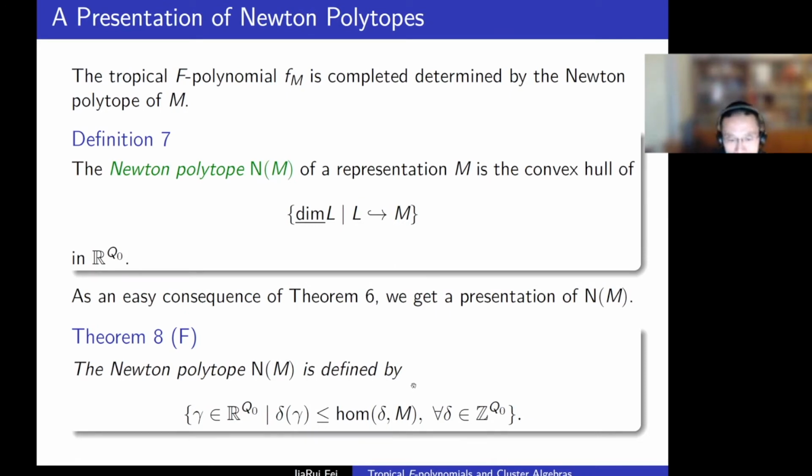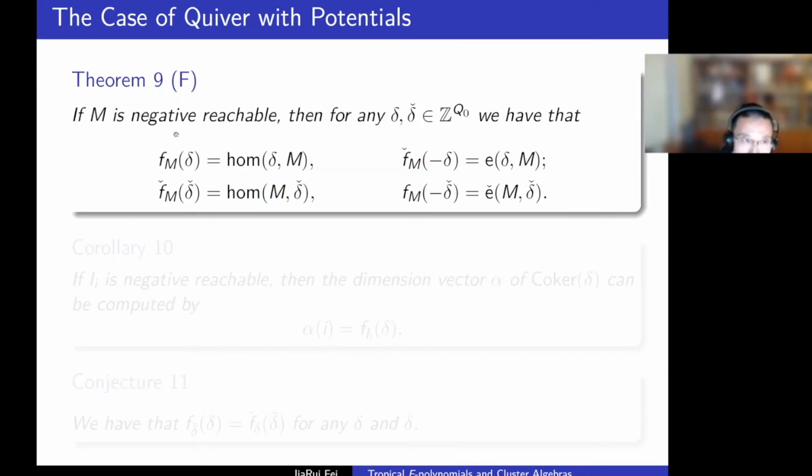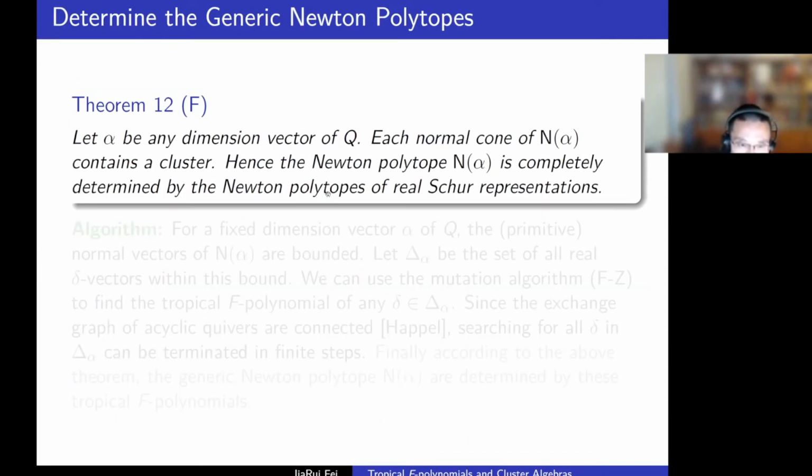So in fact, it's easy to see how to compute such a Newton polytope, because if you really want to use the theorem, there's a condition here: M is negative reachable. So this simply says that if you want this algorithm to work, if you look at some vertex of the Newton polytope, then take this normal cone, a sufficient condition is that the normal cone should contain a certain cluster.